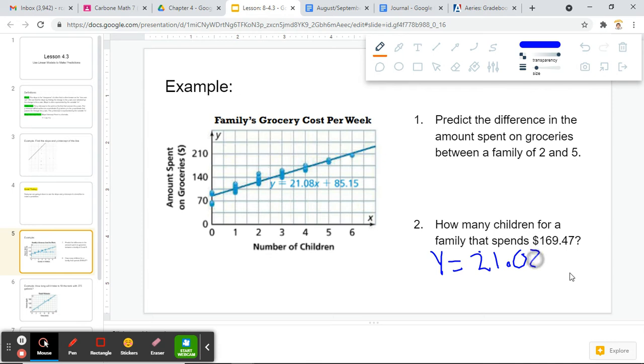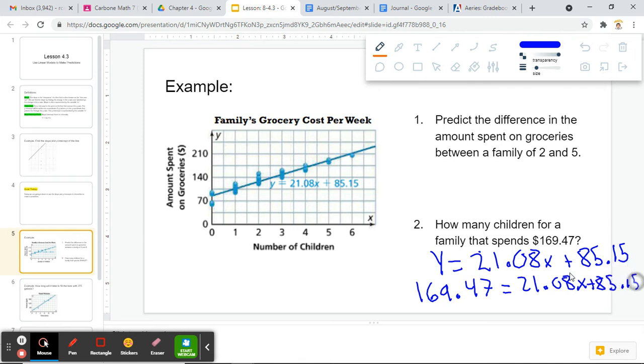So we have a 21.08x plus 85.15. Now this time, instead of plugging in for our x, we know the amount of money, right? And the amount of money has to do with our y-axis here. So now I'm going to write, instead of y, 169.47 is equal to 21.08x plus 85.15. Now our goal here is to solve for the variable x. So we got to draw a line straight down through here, and we're going to have to cancel out or do opposite operations until the only thing left is x.